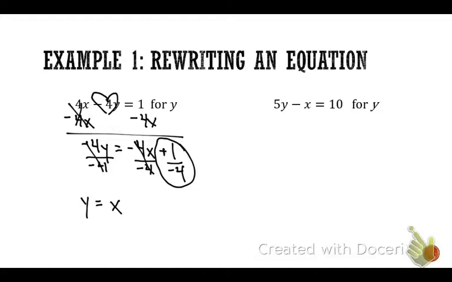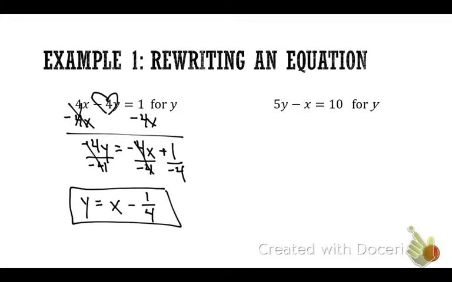Okay, so it's negative 1/4. You see that? You're dividing by a negative, so it's a negative. Negative 1/4. Don't do plus a negative. We don't want a double sign there. Okay? All right, y equals x minus 1/4.